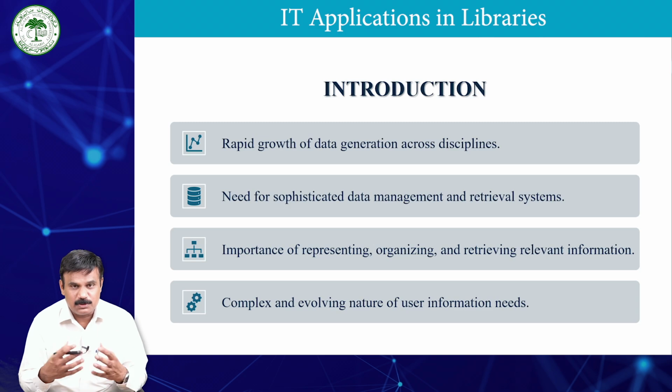Another important aspect of the need for such a system is the complex and evolving nature of user information needs. We cannot predict the information needs of a user, especially for special users. Their needs and demands will keep on changing according to the requirements of their work, their research, or decision making. Because of all these reasons, we are compelled to have an information retrieval system in libraries.